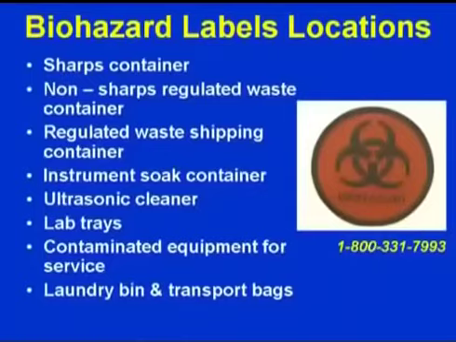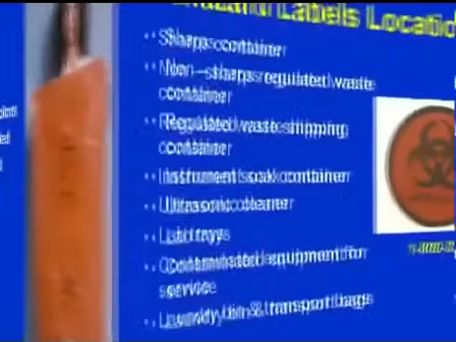As you can see, the biohazard label is a pretty well recognized symbol, and there on the screen you can see a list of some of the places the label should be placed. It should be placed on containers with items that are in a temporary storage state. They should not be placed on trays during the time that, for example, instruments are being used. As you can see from this list, for example, instrument soaking container, ultrasonic cleaner, lab trays, they are temporary storage areas containing contaminated materials.